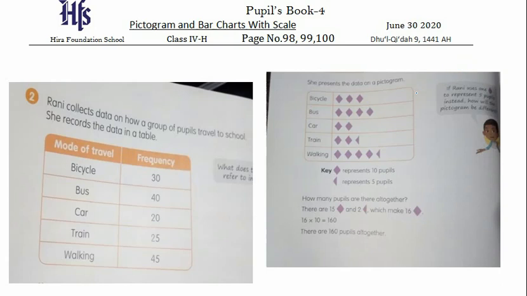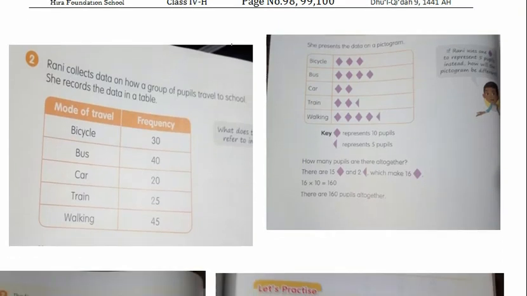Another topic we are going to discuss is pictogram and bar chart with scale. So let's start. Rani collects data on how a group of pupils travel to school. She records the data in a table.